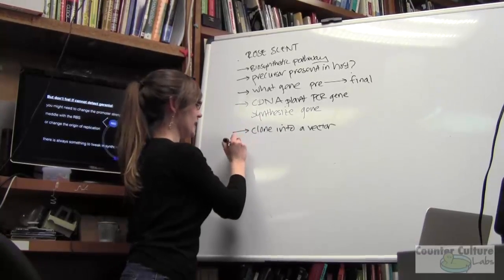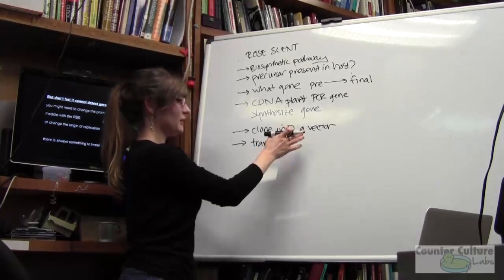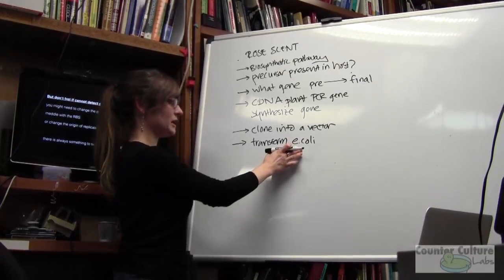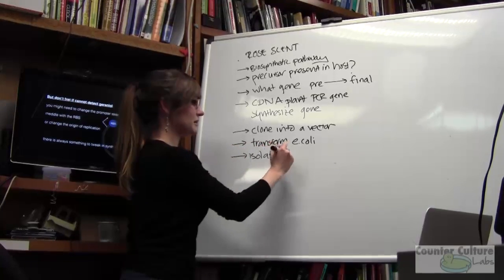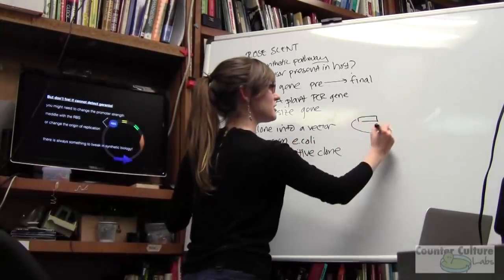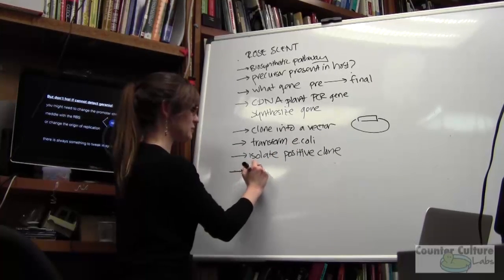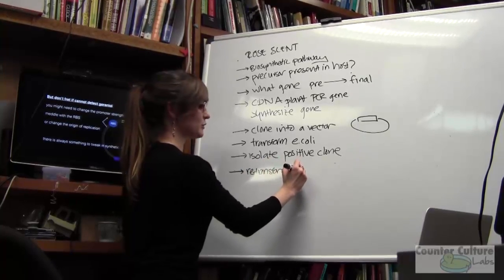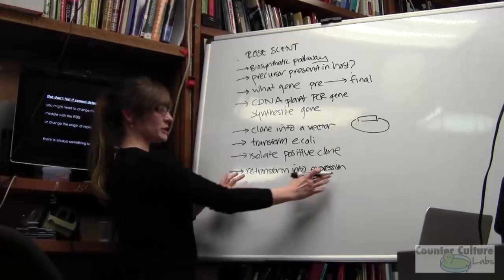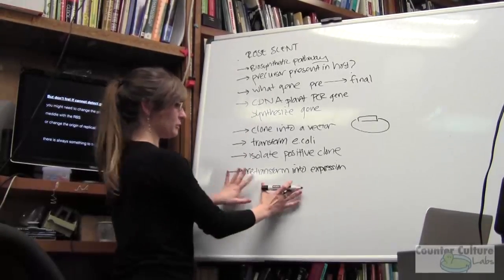So we clone it into a vector, and then we transform our vector, meaning we put our DNA, hopefully carrying our gene, into E. coli, and we want to isolate the positive clone, meaning the clone that actually had the gene in the vector. So we isolate that and we sequence it, check, and then we take our clone and retransform into expression cells. That could be the same strain that you cloned in, but you want to transform into your final host, whatever that is. There are many strains of E. coli, so maybe you're picking a different strain for another purpose, but you are retransforming into your expression strain.